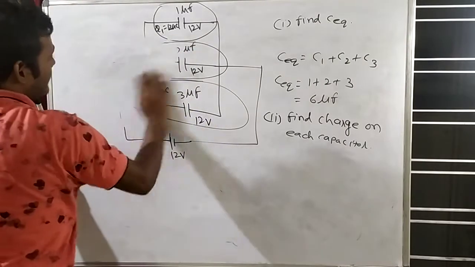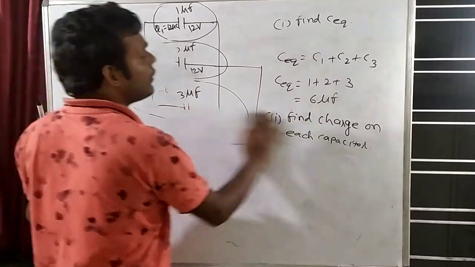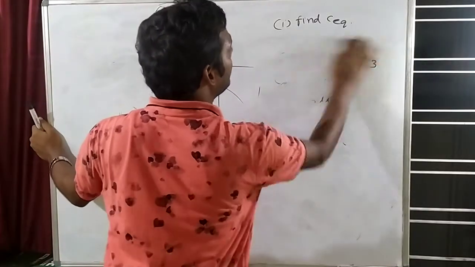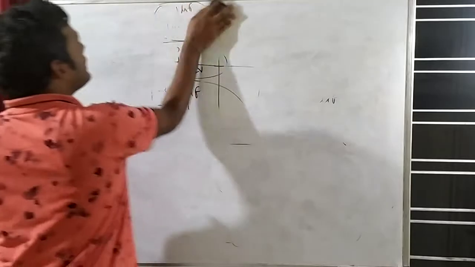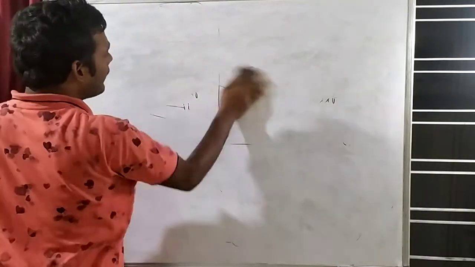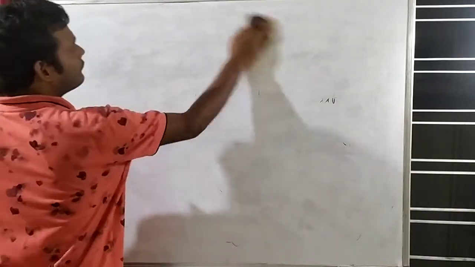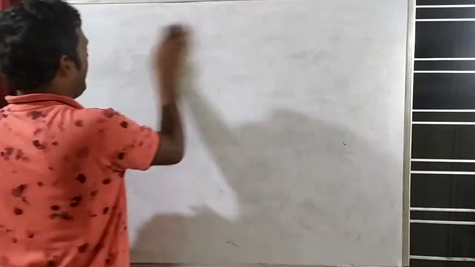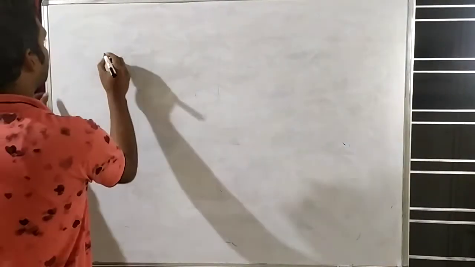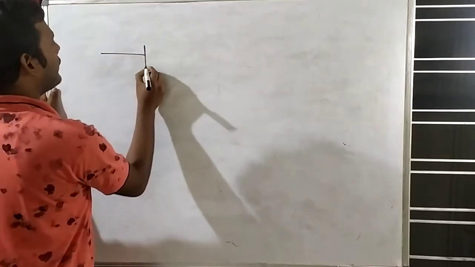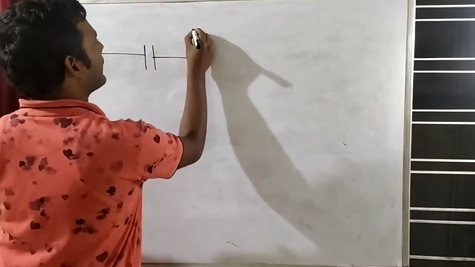Now see that sometimes they will give you a combination of series and parallel. For example, see this question. They will give you a question like this.